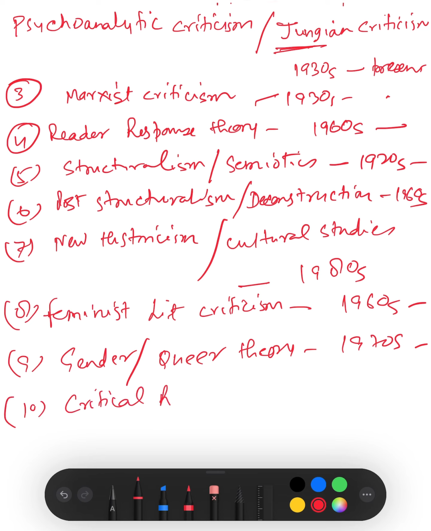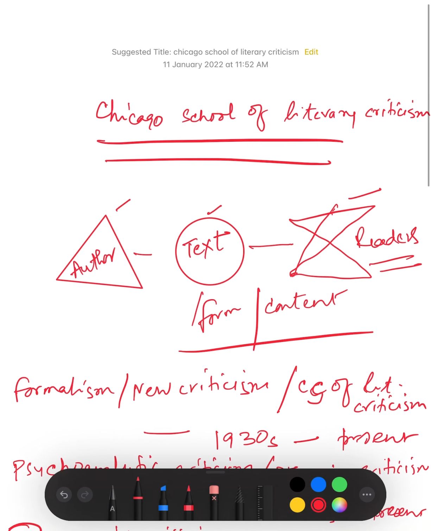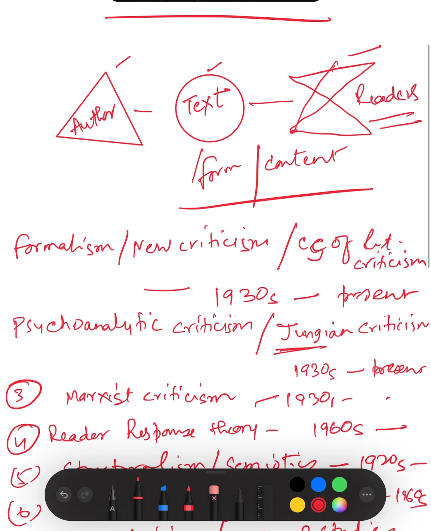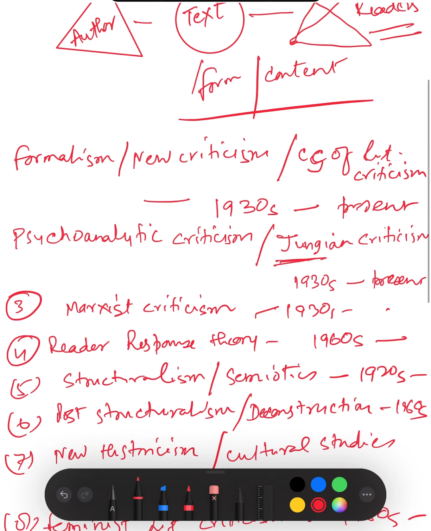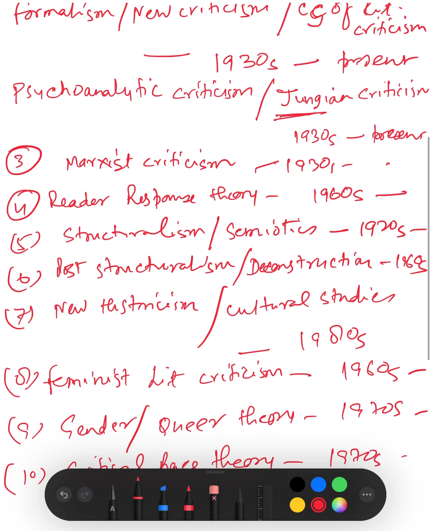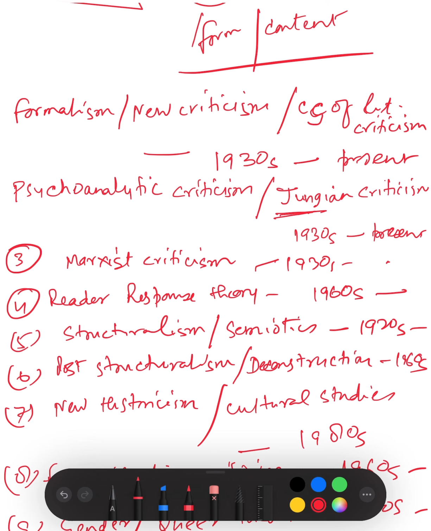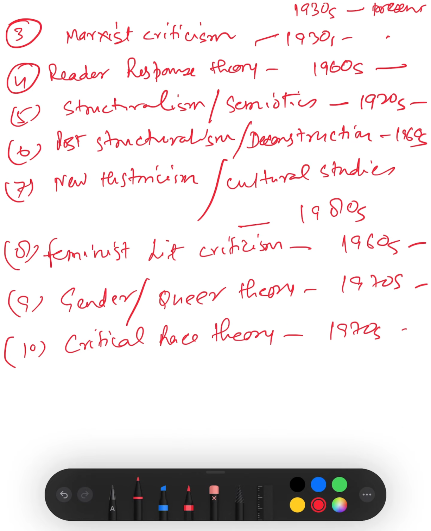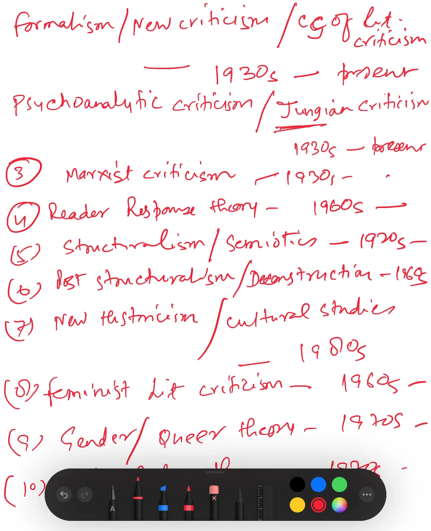Critical race theory, 1970s. So if you keep all these points in your mind, I think you can understand very well how we have the timeline of this development of literary criticism theory. When did formalism, new criticism, or Chicago School of Criticism emerge? And when psychoanalytic criticism, Marxist criticism, reader response theory, structuralism, semiotics, post-structuralism, new historicism, feminist literary criticism, gender queer theory, and critical race theory.